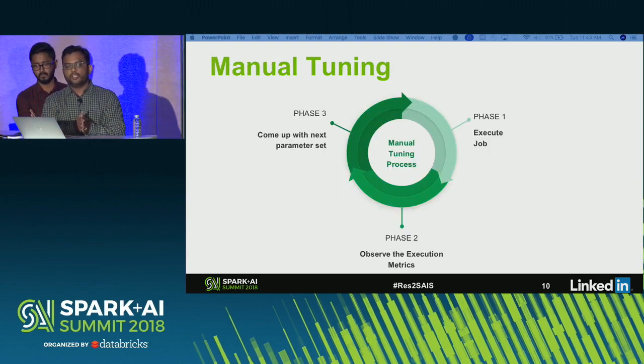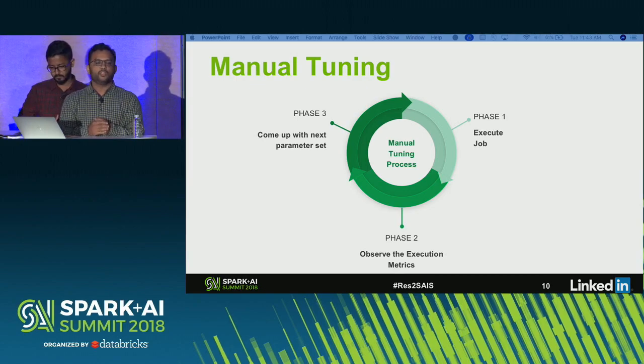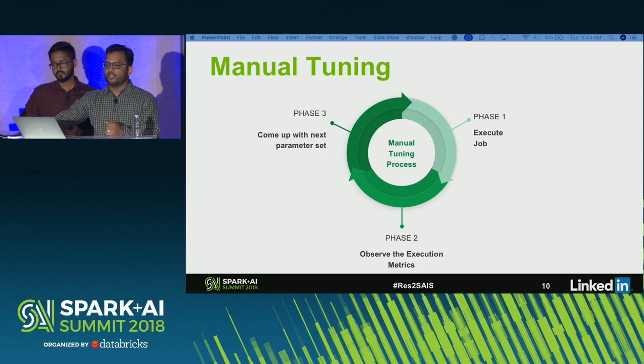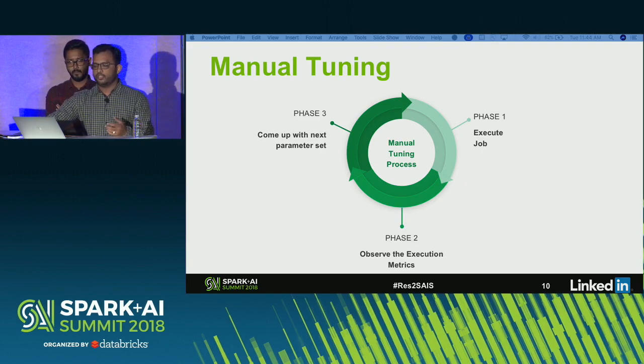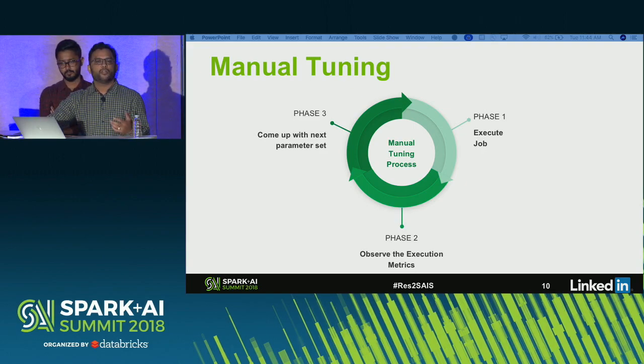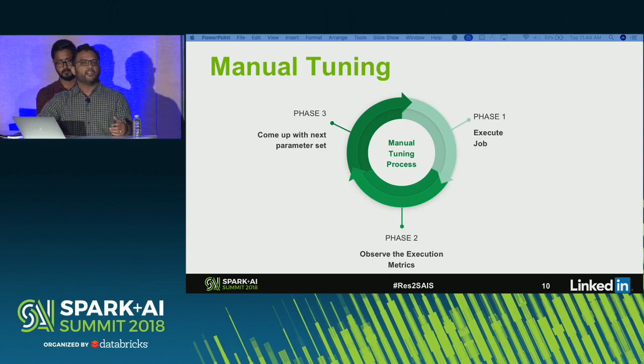There can be many ways to tune a job. Manual tuning is one way to tune jobs. This is an iterative process of tuning. We start by executing the job and observing the execution metrics of the job. By metrics, I mean the counters of the job. Based on those counters, we come up with some configuration and try to repeat the execution with that configuration.